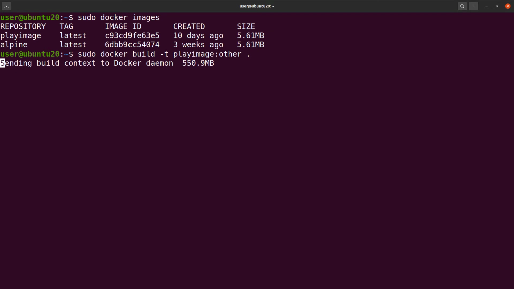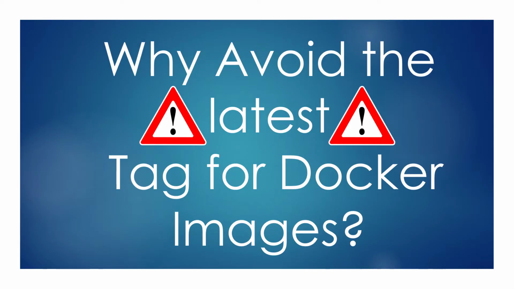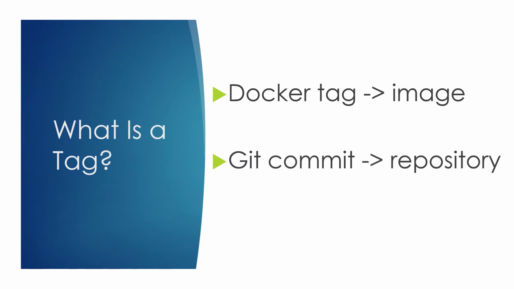When building, you can indicate an explicit Docker tag. So what is a Docker tag? It's easy to get confused with all this technical jargon and forget which is which. I like to use an analogy. A Docker tag is to an image what a Git commit is to a repository.